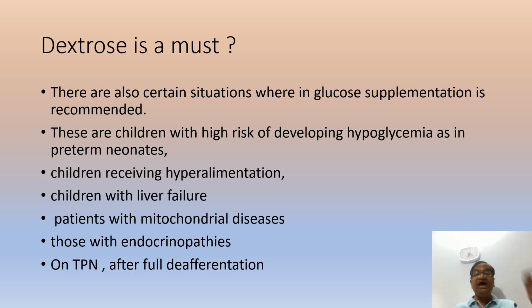Neonates and infants less than 6 months who are fasting for surgery should be given glucose, where there is dextrose. Especially preterm neonates, children receiving hyperalimentation, for example parenteral nutrition, children with liver failure, endocrinopathies, for example diabetes, thyroid. After a full-day fast, for example, you give a GA and a caudal block and also infiltrate the skin and completely deafferent, probably the stress response is less. So the catecholamine secretion of the kids is less. Maybe there we can supplement some dextrose.